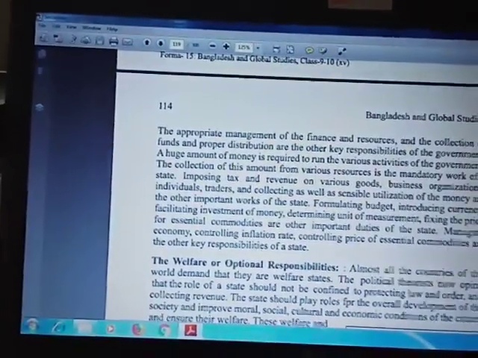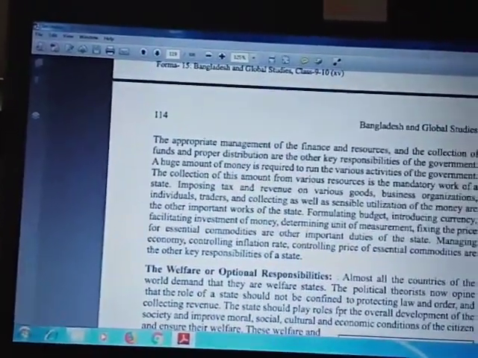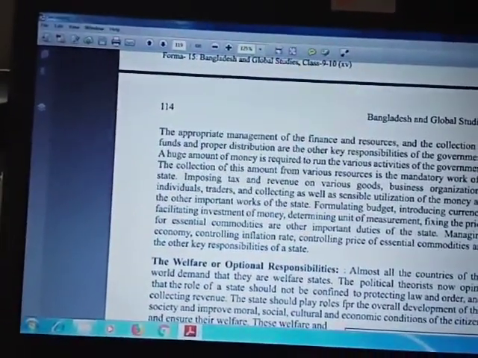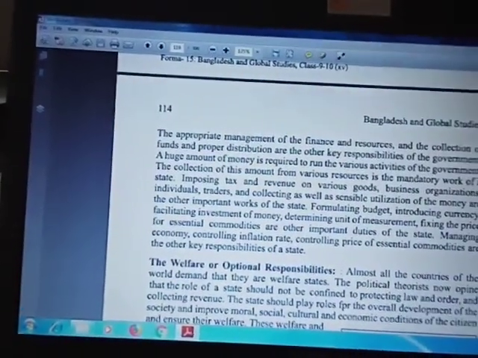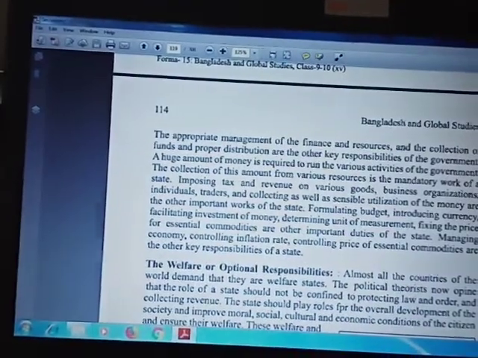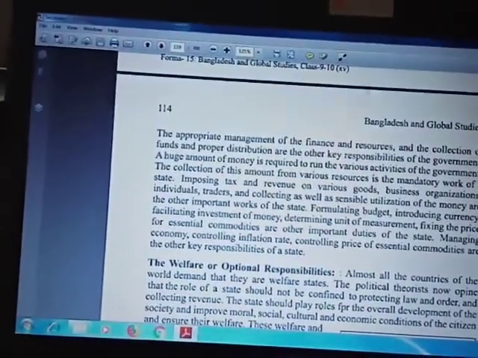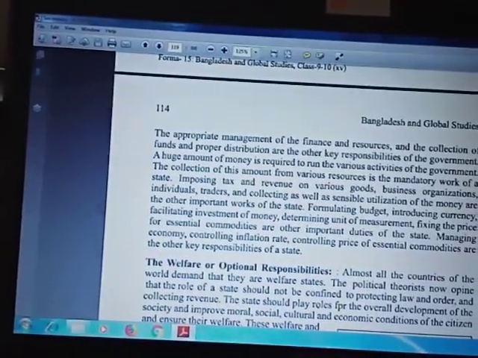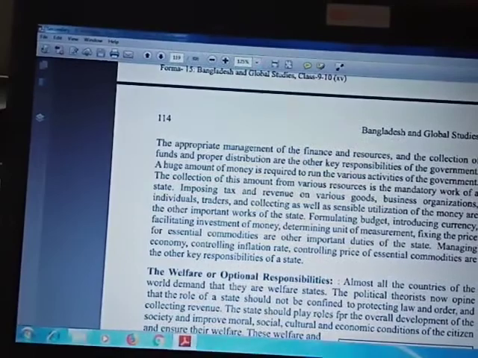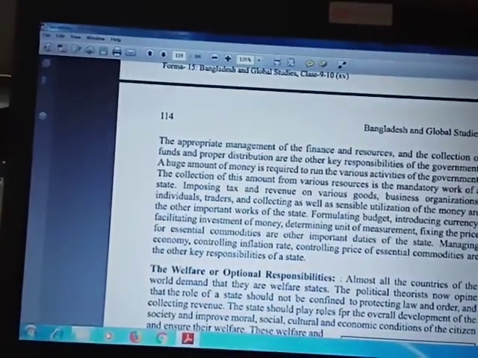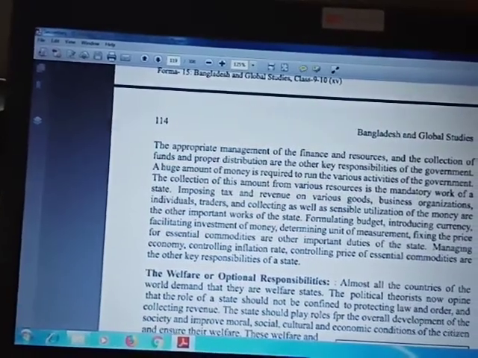Collection of revenue is the main source to run the country. A huge amount of money is required to run various activities of the government. The collection of this amount from various resources is the mandatory work of a state. Imposing tax revenue on various goods, business organizations, individuals, traders, and collecting as well as sensible utilization of the money are the other important works of the state.